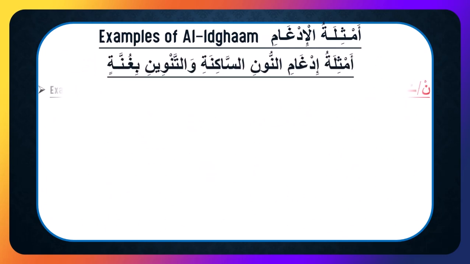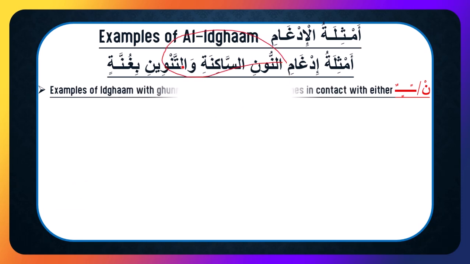But then we remember that idgham bi ghunnah has to do with idgham of Nuun Saakinah or tanween, because those are the things we are actually assimilating. Those are the things we are entering. We are doing the idgham of Nuun Saakinah and tanween into the letters of idgham bi ghunnah. So we want to look at examples where Nuun Saakinah or tanween come in contact with the letters of idgham bi ghunnah. And if you remember, the letters of idgham bi ghunnah are four that we have in this word, Yanmu: we have ya, we have noon, we have mim, and we have waw. These four are the letters of al-idgham bi ghunnah.